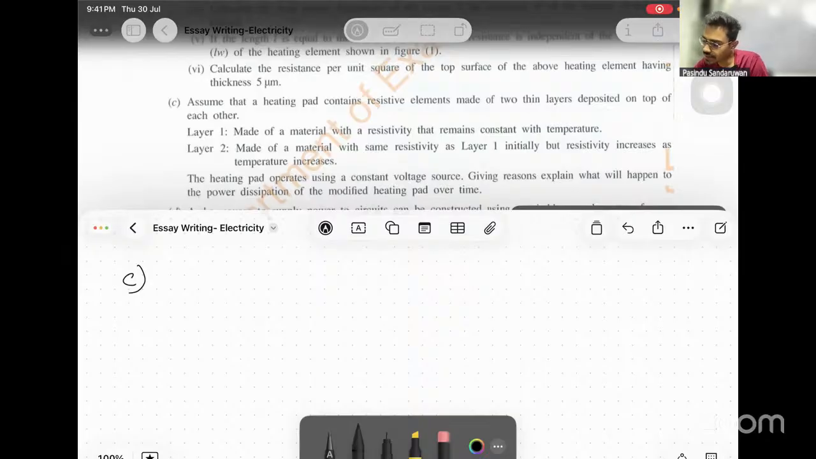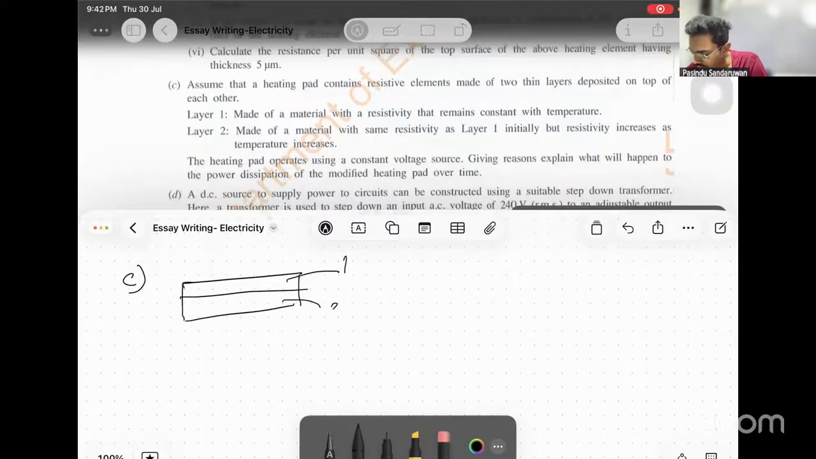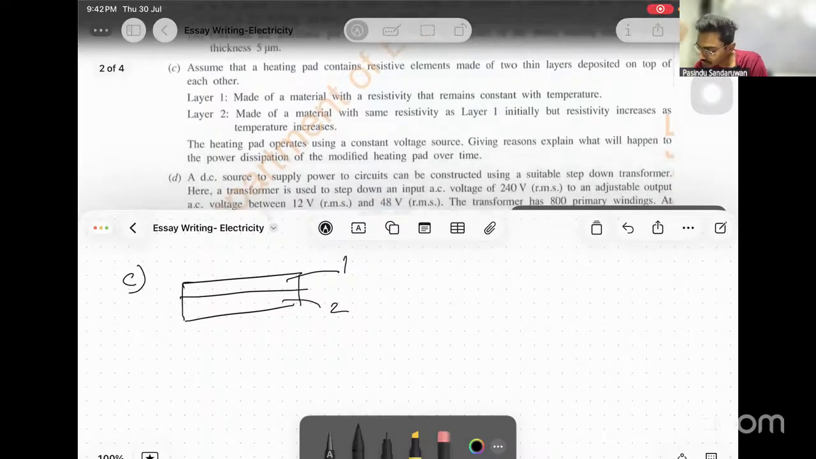Assume that a heating pad contains resistive elements made of two thin layers deposited on top of each other. Layer 1 is made of a material with resistivity that remains constant with temperature. Layer 2 is made of a material with the same resistivity as layer 1 initially, but its resistivity increases as temperature increases. The heating pad operates using a constant voltage source. Giving reasons, explain what will happen to the power dissipation of the modified heating pad over time.